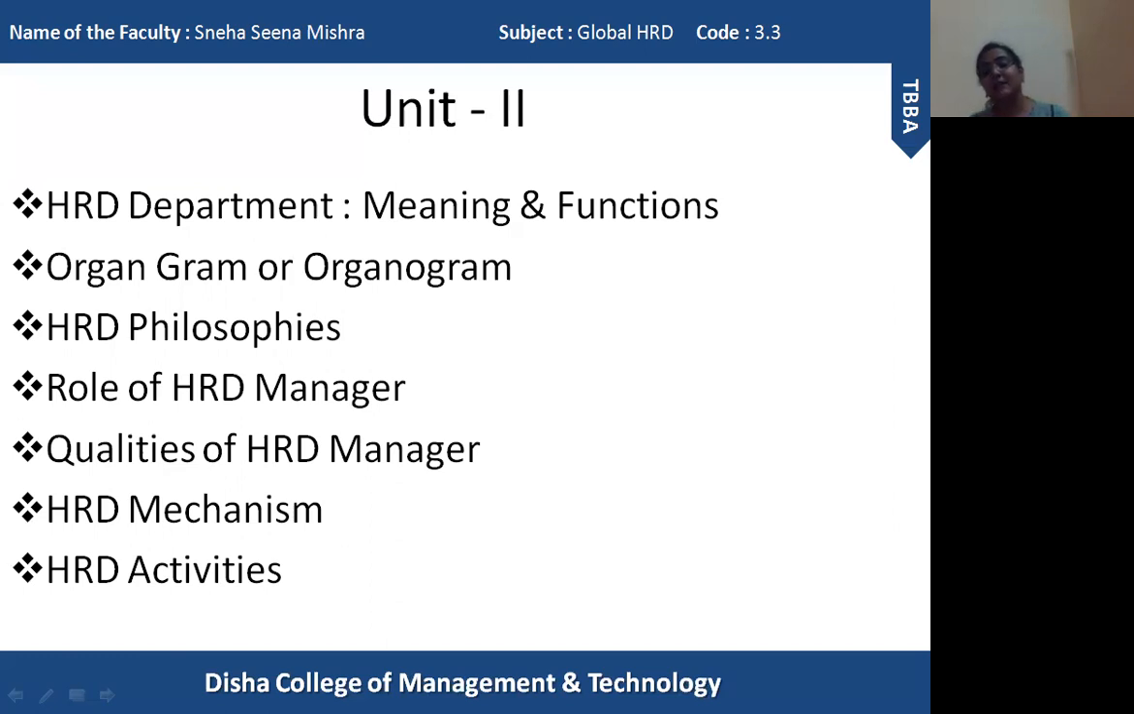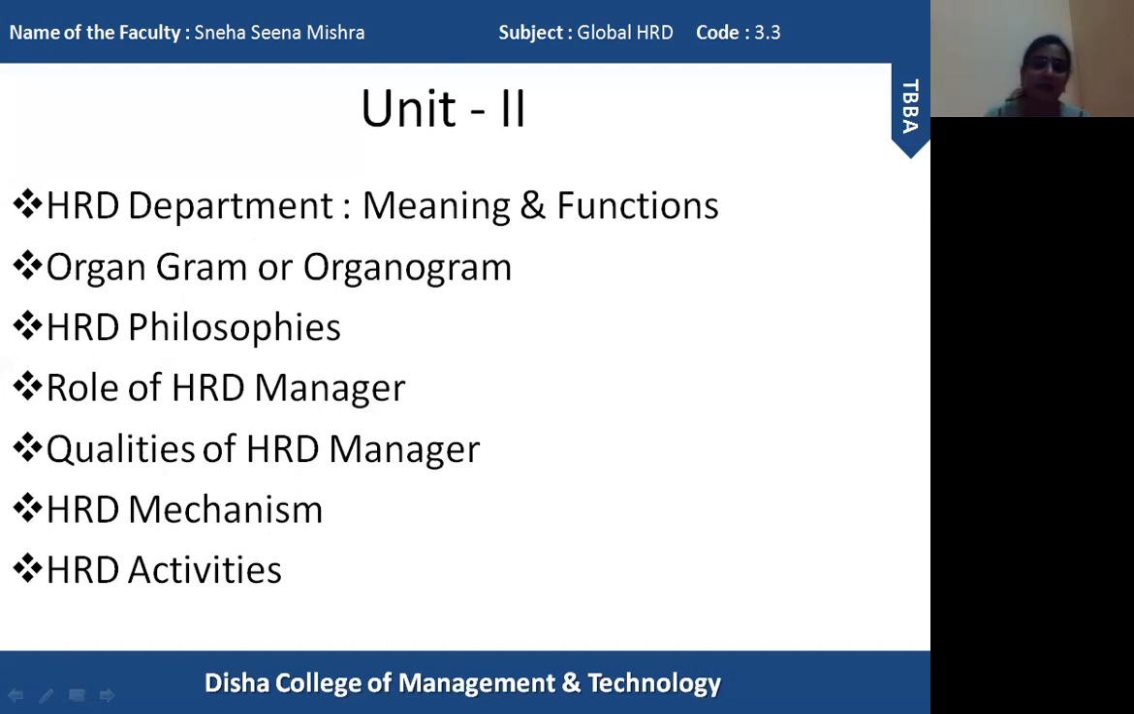Like I said, HRD subsystem, system concept, mechanism and activities are almost very similar. They have the same points, whether it is training, development, performance appraisal, counseling, quality circle, career planning, career development, organizational development. So these are the various aspects which are very similar in HRD mechanism as well as in HRD activities. Activities simply means what are the different types of activities that take place in the HRD department.